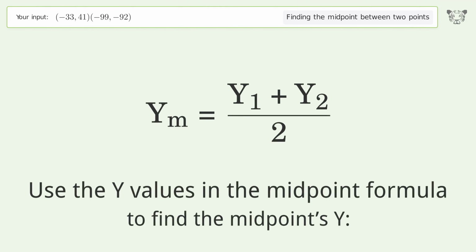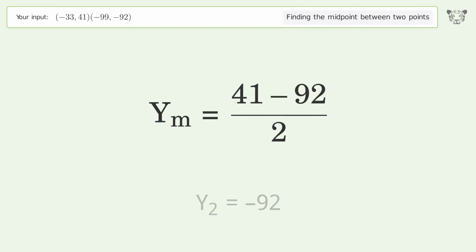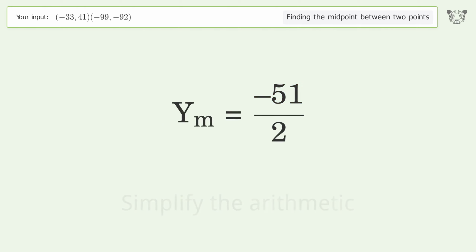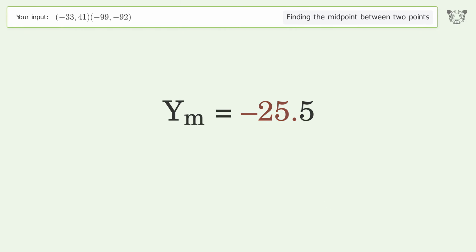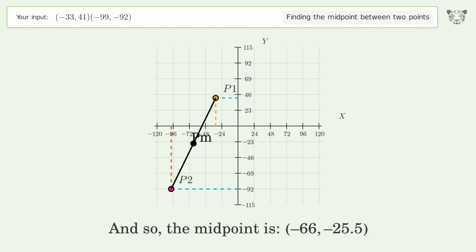Use the y values in the midpoint formula to find the midpoints y. y1 equals 41. y2 equals -92. Simplify the arithmetic. And so, the midpoint is -66, -25.5.